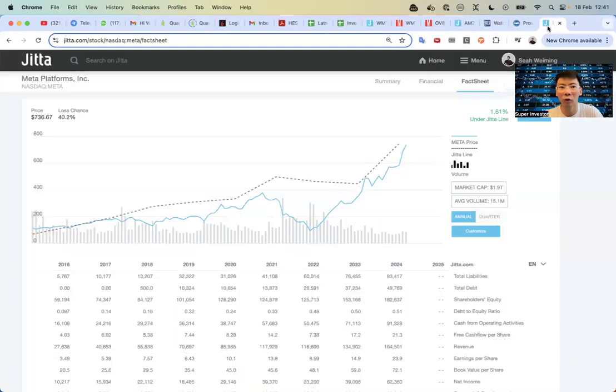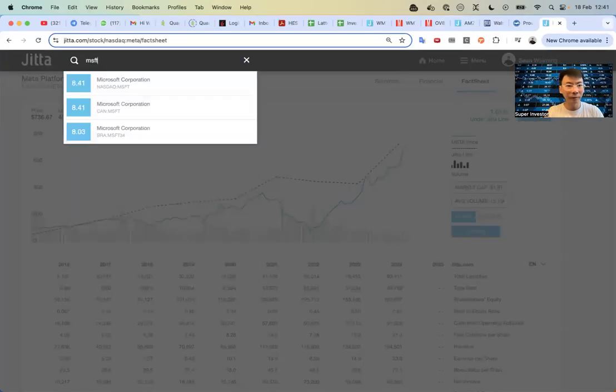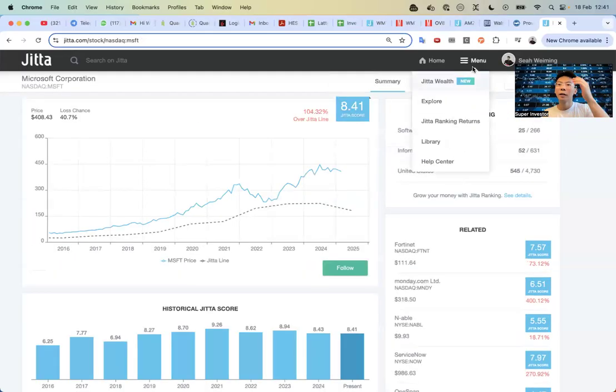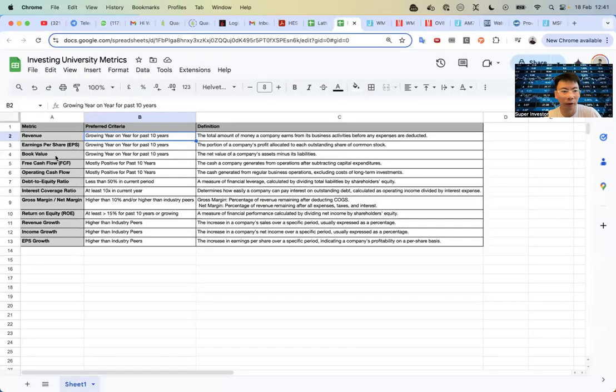So that being said, let's go through a last example. Let's look at Microsoft. And then we use this matrix to look at it. Revenue, is it growing year on year? Earnings per share, book value. Let's take a look at these 3, and then we can give it a point here.